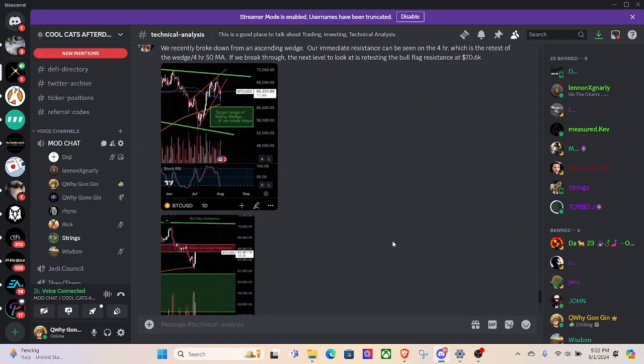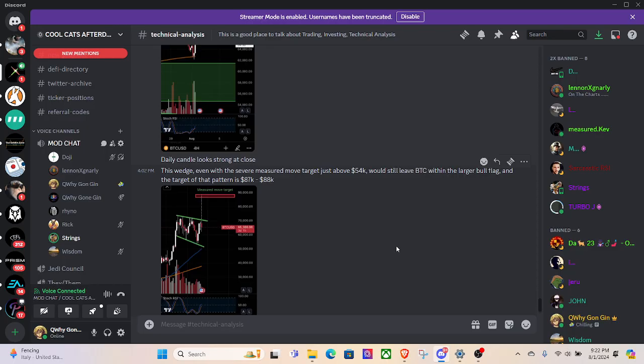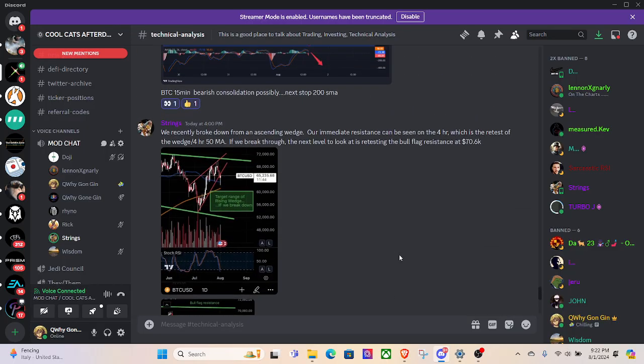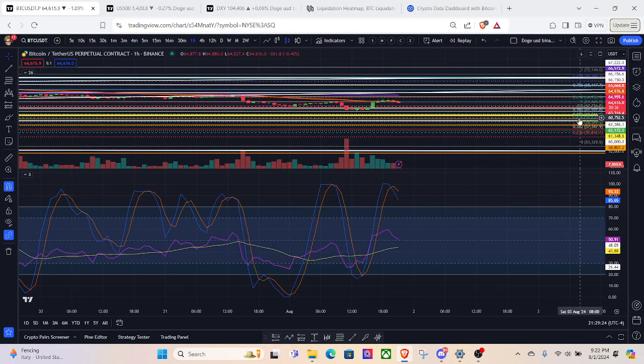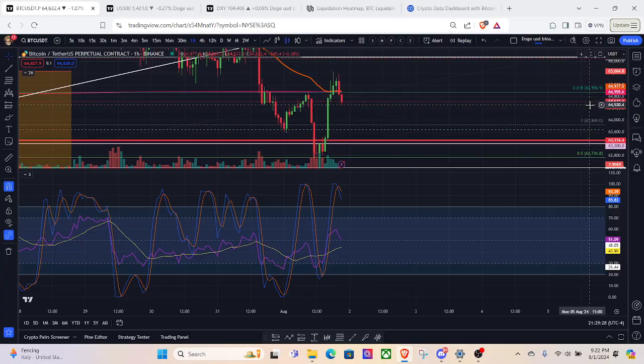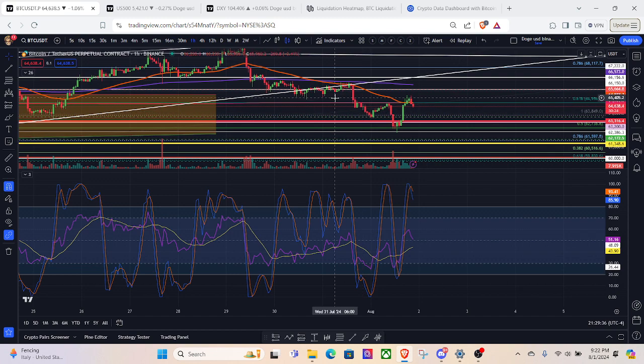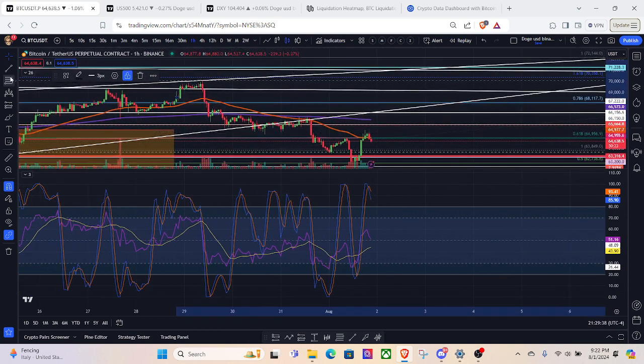But as of now, we're still not above that wedge. You'd have to get above like 66.3K. So if we get above 66.3K, we can start having a conversation about retesting the bull flag resistance around 70K. But as of now, that level is not even something I'm looking at in the short term because we have broken down from the bearish pattern.